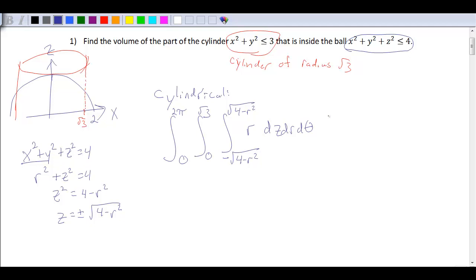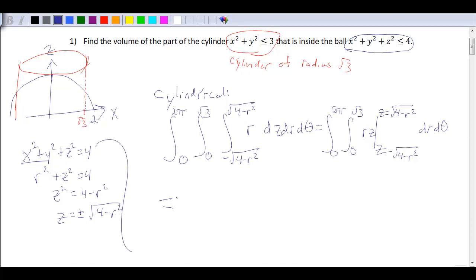So that sets up an integral that should give us the volume of this region in cylindrical coordinates. Now we need to evaluate this. First, I need to integrate r with respect to z. I get an integral from 0 to 2 pi, integral from 0 to square root of 3, and then r integrates to rz. My bottom bound of z is negative square root 4 minus r squared, and the top bound is z equals positive square root 4 minus r squared. And then I still have dr d theta.